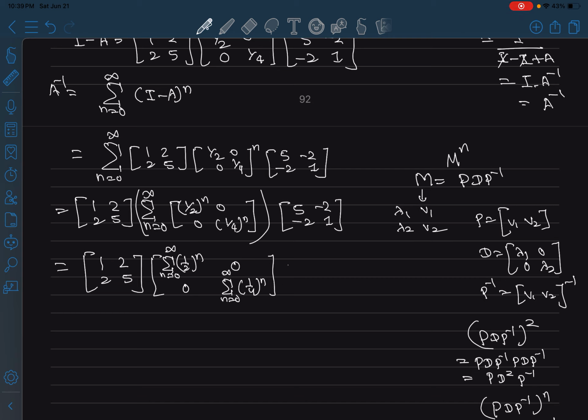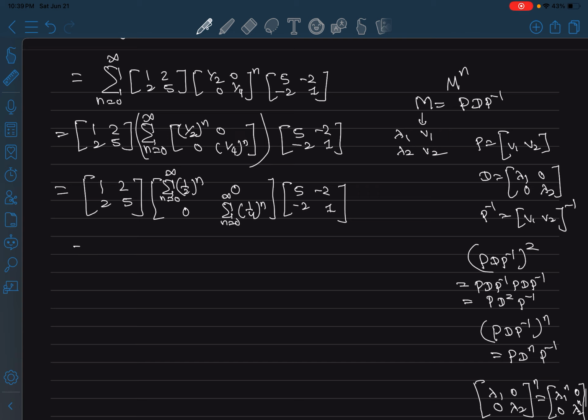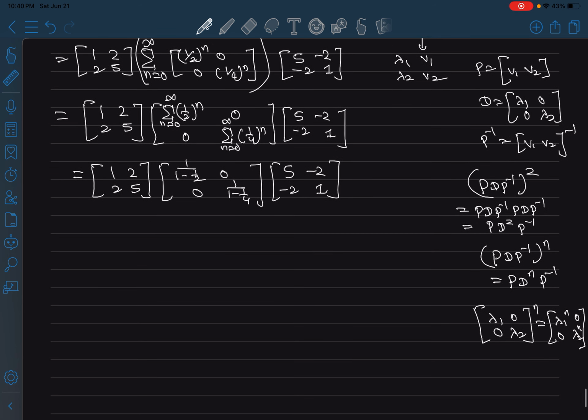And now this is just a geometric series, so it's easy to sum up. So 1, 2, 2, 5, and now this becomes a by 1 minus r. A by 1 minus r is a half, 0, 0. Also here a is 1, so 1 by 1 minus 1 over 4. After that, this will be 1, 2, 2, 5, and then this one will be 1 by half, which is 2, 0, 0, 1 by 3/4, which is 4 over 3, and then 5, minus 2, minus 2, 1.